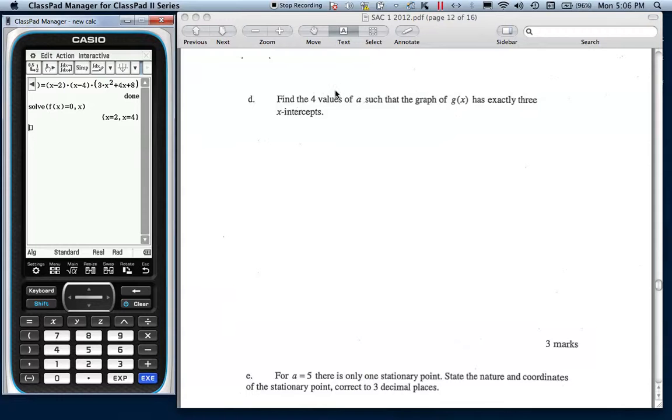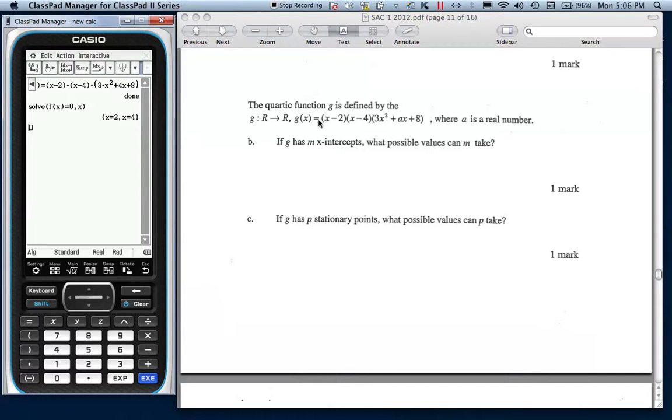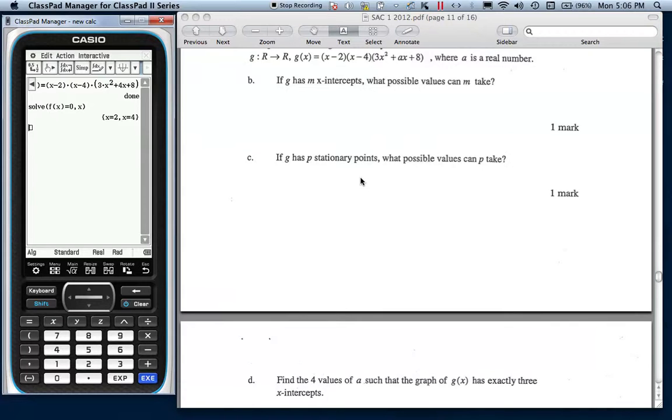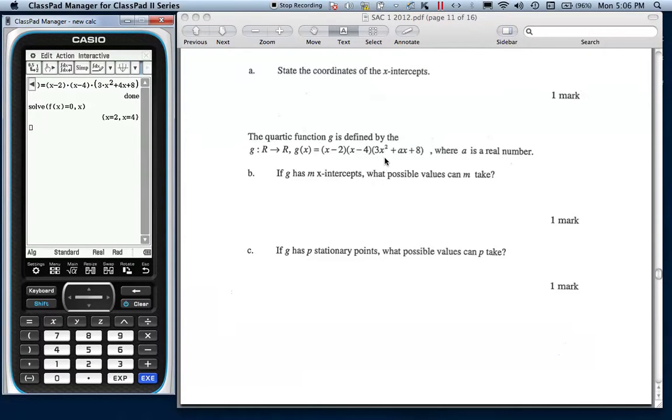Part D, find 4 values of a such that the graph of g of x has exactly 3 x-intercepts, and that's g of x here. And that's quite difficult. It's exactly 3 x-intercepts. We've already got 2 here, and so we'll either get 1 out of this expression here, or we'll get a repeated factor. In other words, we could get a factor x minus 4 in here, which would have 1, 2, and then a third out of that as well, or a repeated factor where x minus 2 is in fact repeated.